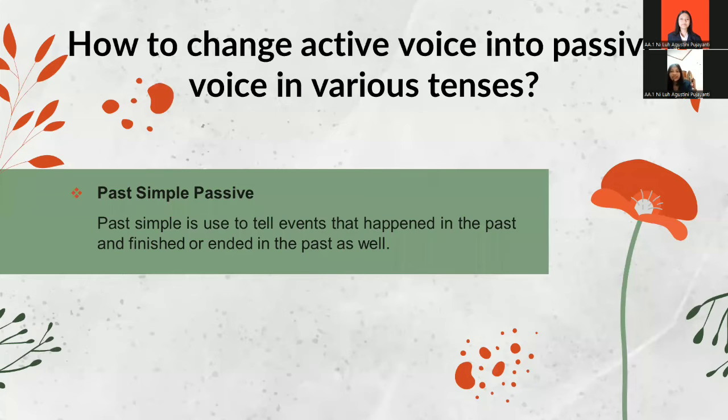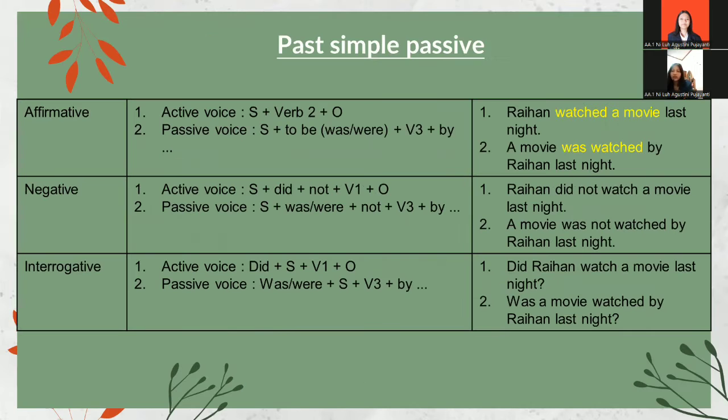The next tense is past simple passive. Past simple tense is used to tell events that happened in the past and finished or ended in the past as well. And the structure of past simple passive, in affirmative sentence, in active voice, the structure is subject plus verb 2 plus object. For example, Raihan watched a movie last night.